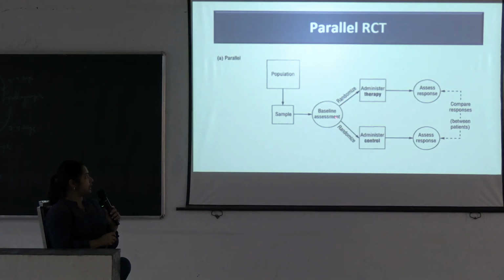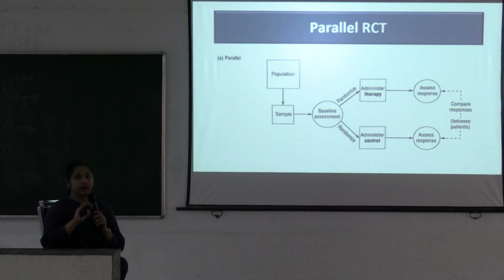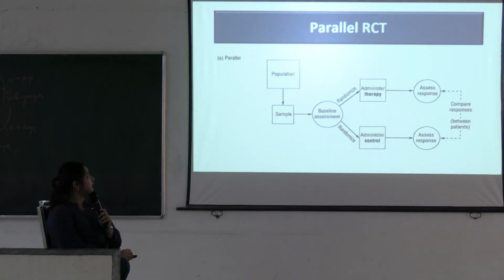So now that you have randomized them, the therapies are going parallel to each other. They are giving this intervention parallel to each other. They are followed parallelly and then the response is also assessed parallelly. So this is a parallel arm study design. Okay, it is very easy to understand.